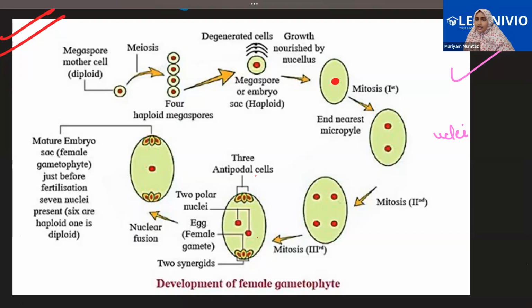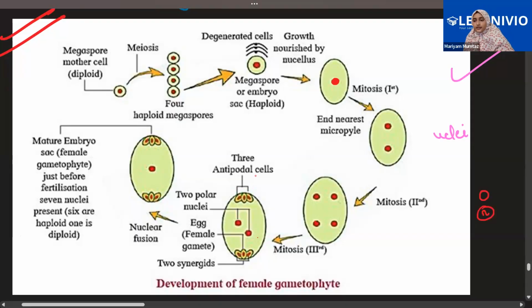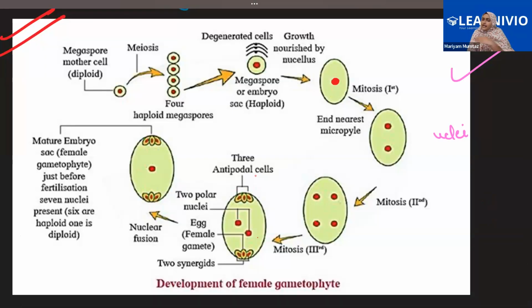Meaning if there is an egg, that will be N, meaning only one set of chromosomes will be there. It won't have two pairs. It will have one pair. So this is the only difference. Now you understand? Diploid means two sets of chromosomes, any two sets. Like we have 23 pairs. Other organisms can have 16 pairs, 8 pairs. So that varies from organism to organism.